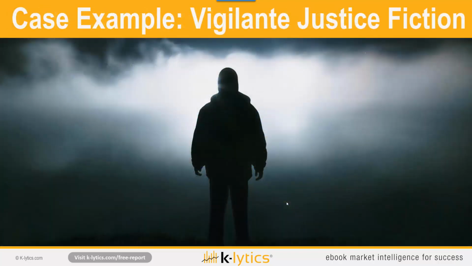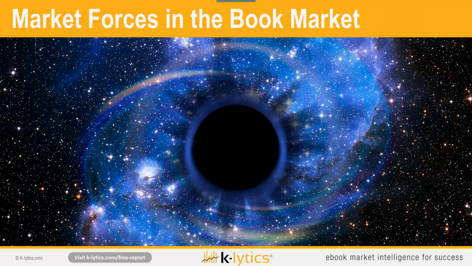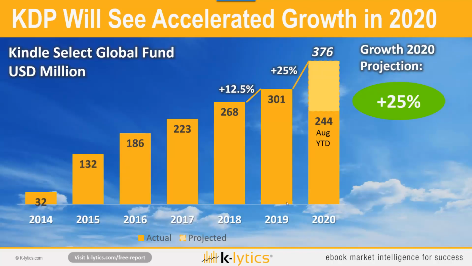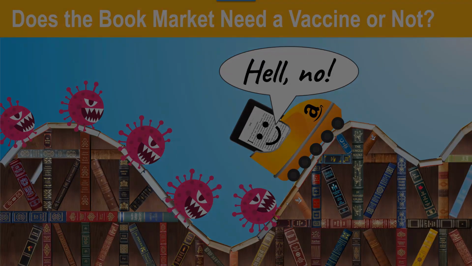And one case example, take vigilante justice fiction, which we made a study on. Here we have really a proof of cliche success seems to be self-reinforcing, because by now 3 types of covers, cliche covers, basically command 90% of the book market in vigilante justice fiction. So the overall picture in the market is significant growth, where on the question, does the book market need a vaccine, you can really conclude, hell no.